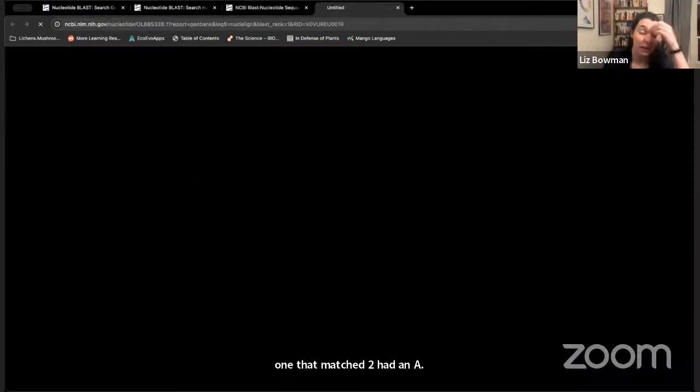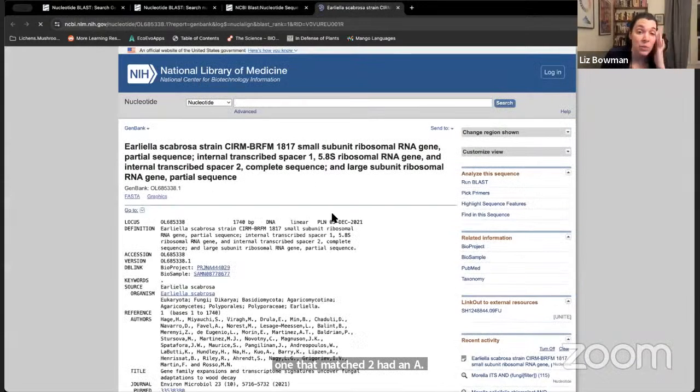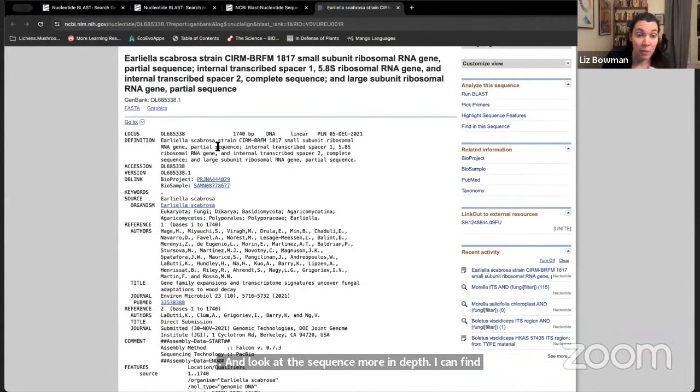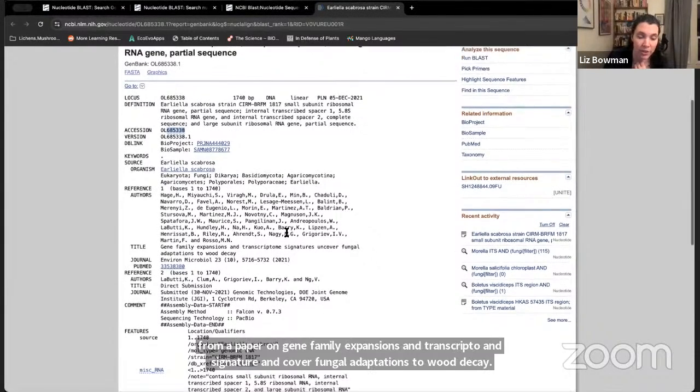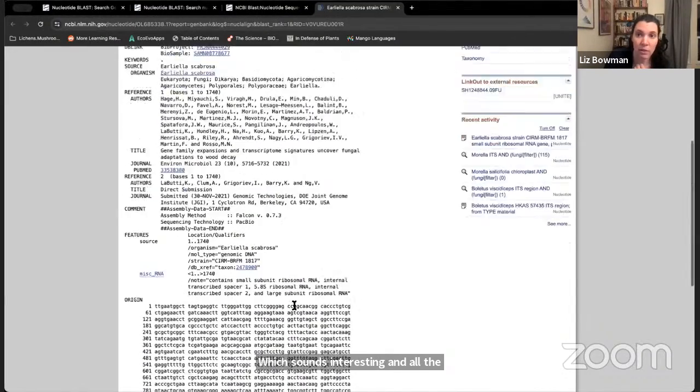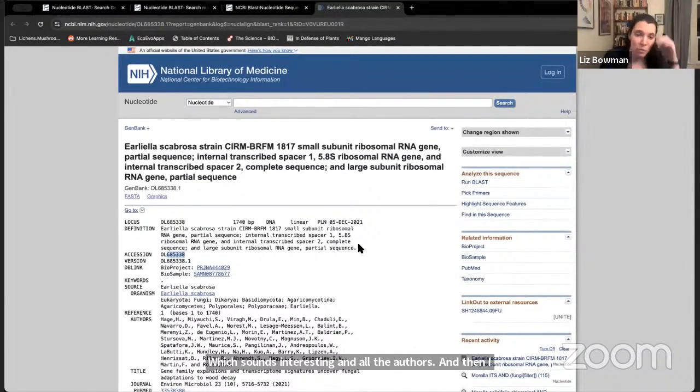And then I can click and look at the sequence more in depth. I can find out more information about it. It has an accession number that's unique to it. I can figure out what paper it came from. So this is from a paper on gene family expansions and transcriptome signature in fungal adaptations to wood decay, which sounds interesting, and all the authors. And then I have the sequence here. If you publish a paper, you have to deposit all of your sequences into NCBI, which is where these come from.